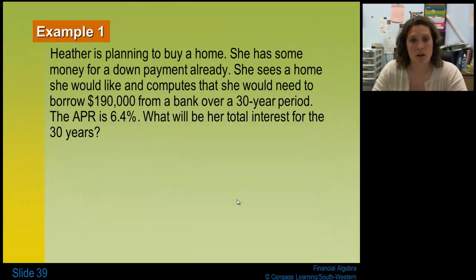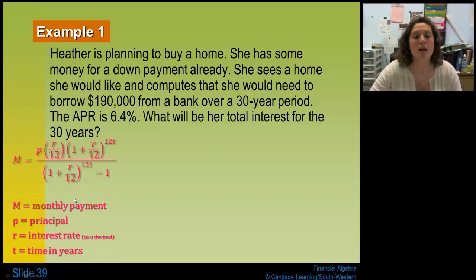So example 1. Heather is planning to buy a home. She has some money for a down payment already. She sees a home she would like and computes that she would need to borrow $190,000 from a bank over a 30-year period. The APR is 6.4%. What will her total interest for the 30 years be? So again, I'm not looking for monthly payment. I'm looking for total interest. So there's several parts to this. First thing we need to do is use our monthly payment formula.